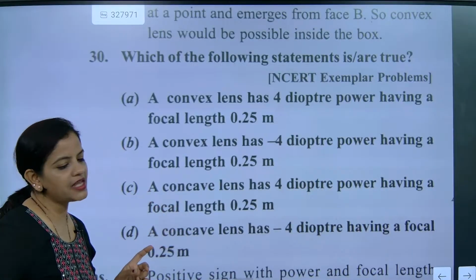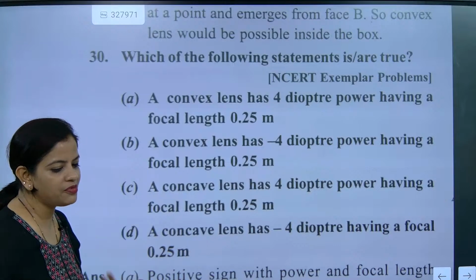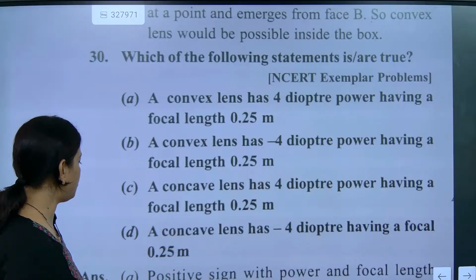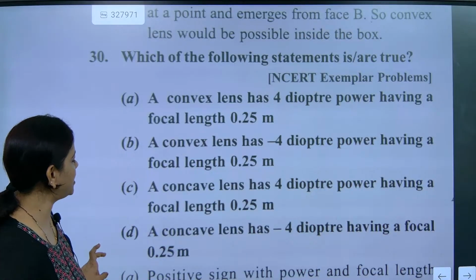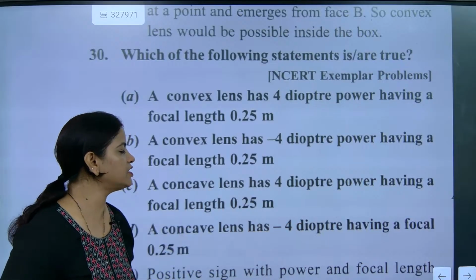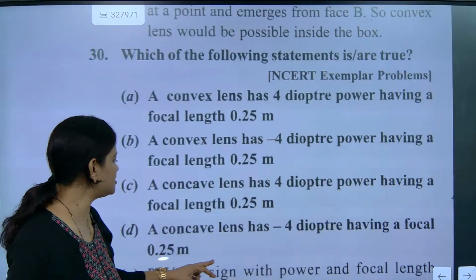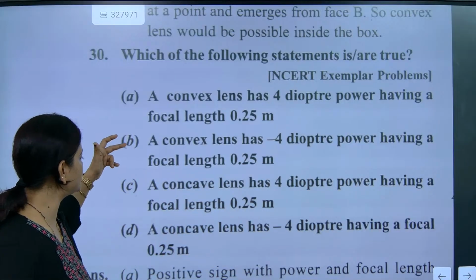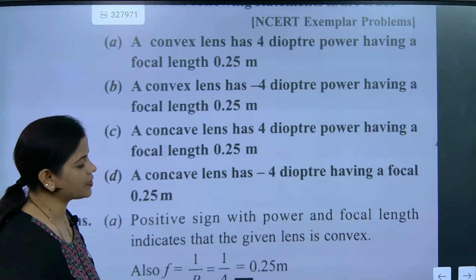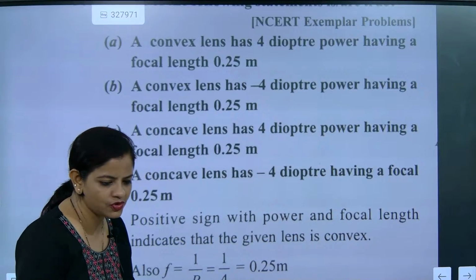Again and again I'm saying this part. I hope you understood why I'm repeating the content. You people are directly going to the content, but I really want you to understand something. A concave lens has minus 4 diopter. I have just given you the answer. Now you are exactly getting the answer because I have shown you the answer.